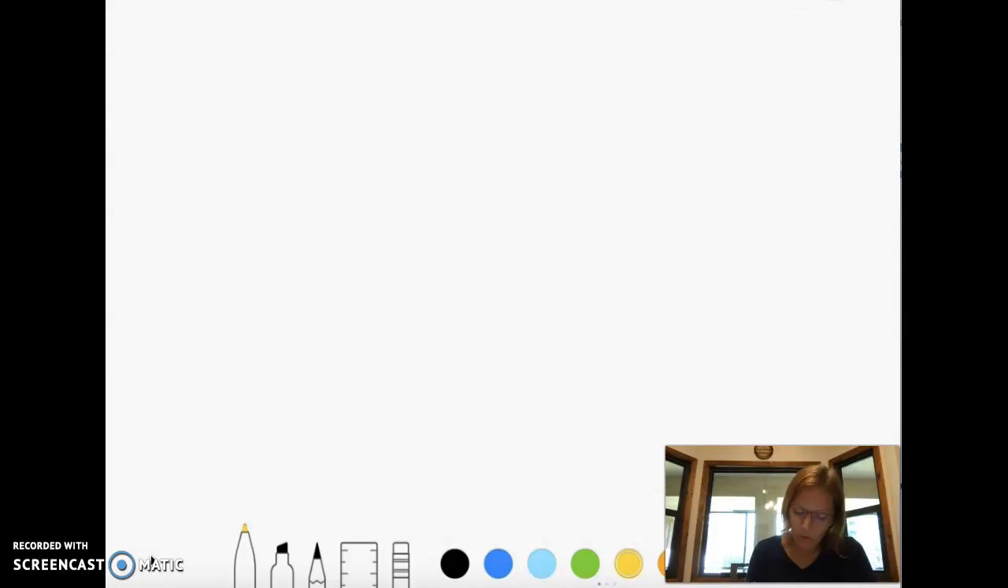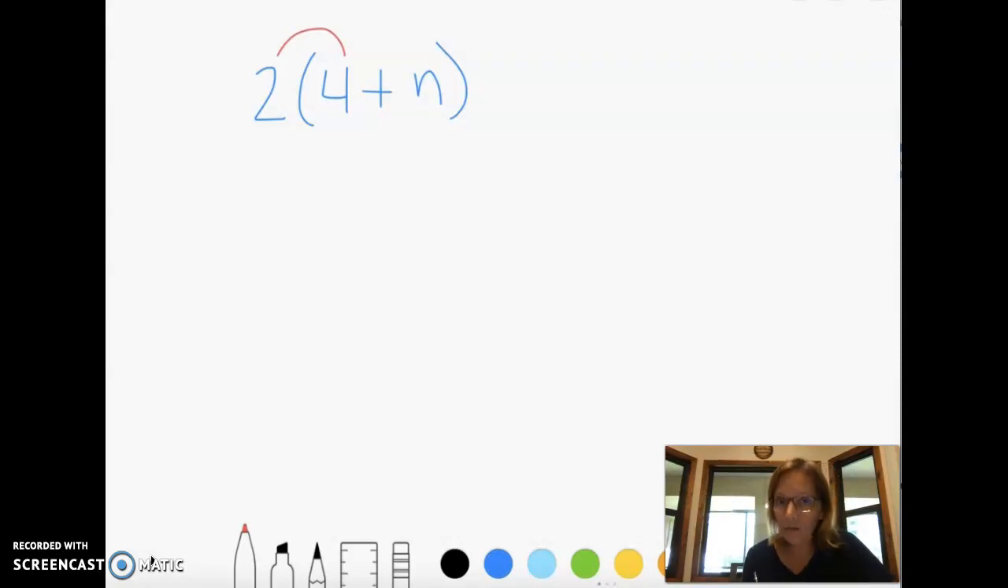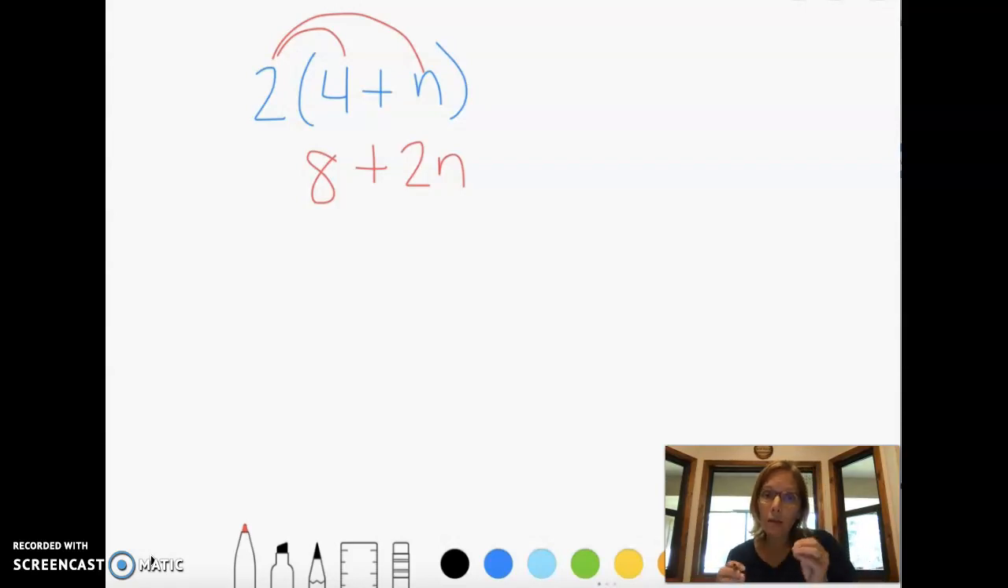Let's do one more like this, and then I'm going to show you a couple of different things. So here we have 2 times 4 plus n. I'm going to use that distributive property and multiply everything on the outside by everything on the inside. 2 times 4 is 8, and 2 times n is 2n. Always bringing down that plus sign or whatever sign is in the middle, and that's as far as I can simplify this one because I can't add just a number with a number and a variable. I can't combine those two. So I'm done with that one.